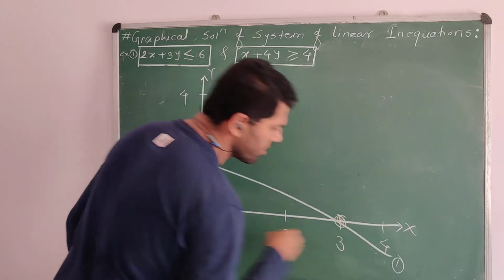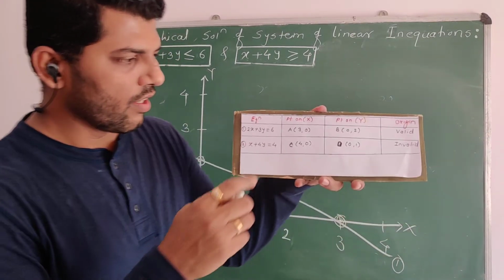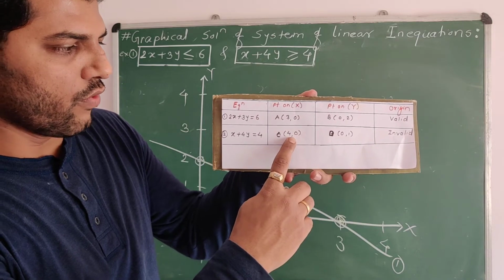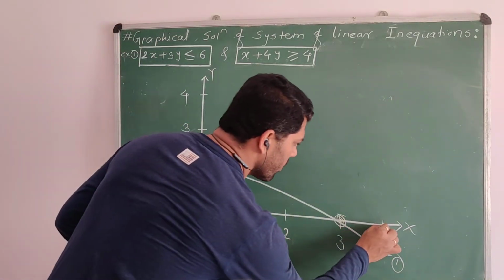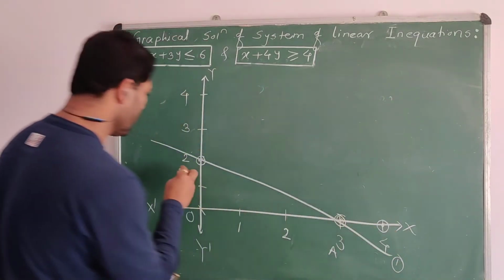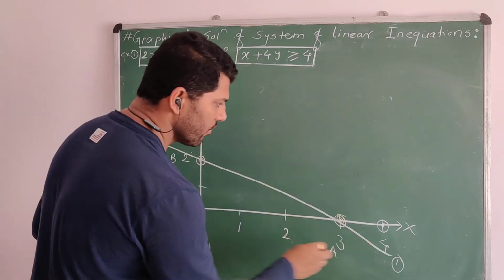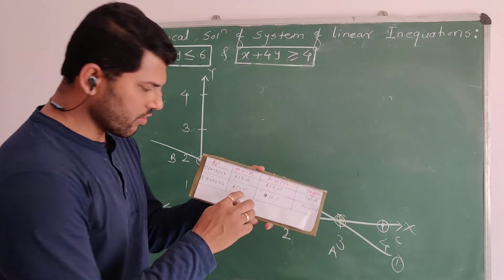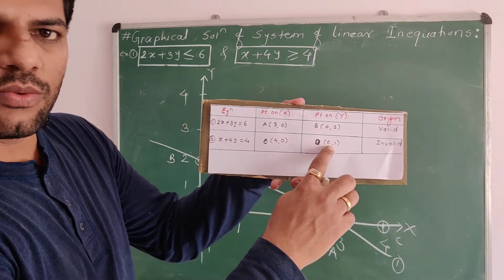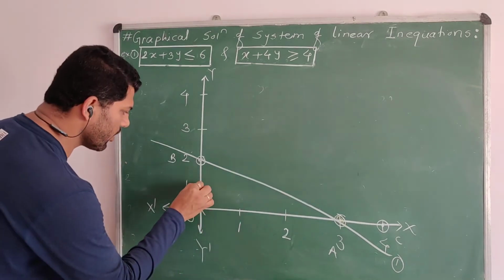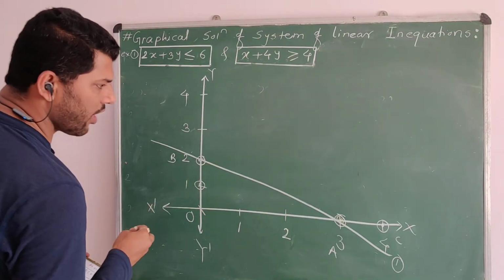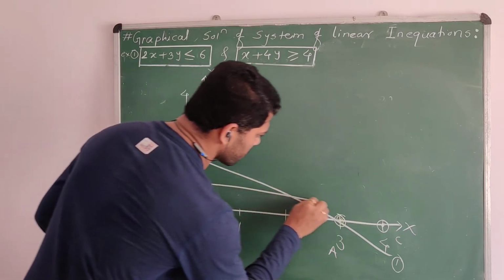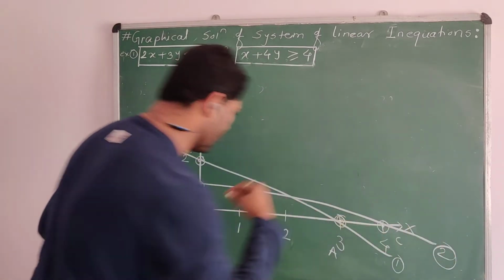Let's draw a line passing through these 2 points. So this is the first line. Then for the second equation, the point on the x-axis was (4, 0), somewhere here. This one was point A, point B for the first line, and this one was point C, (4, 0). The point on the y-axis was (0, 1), somewhere here. Let's draw a line passing through these 2 points. So this is the second line.